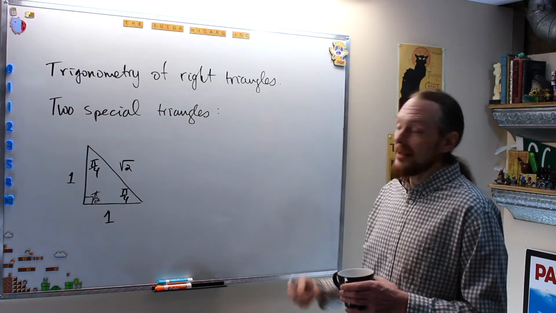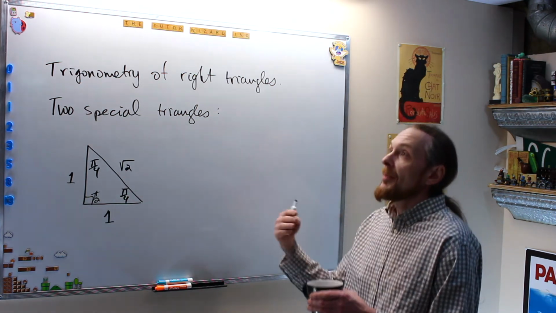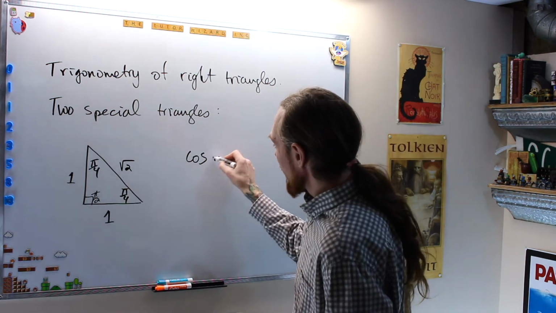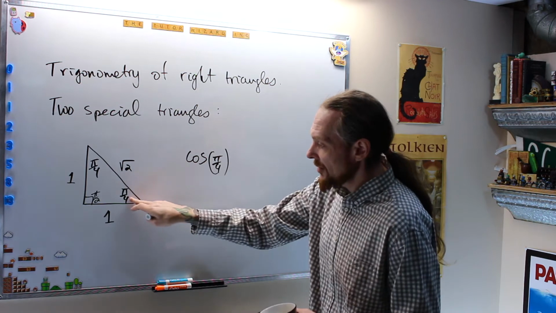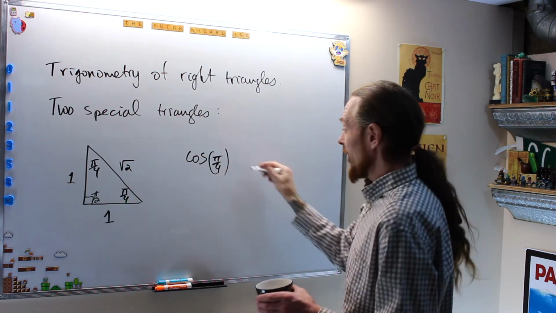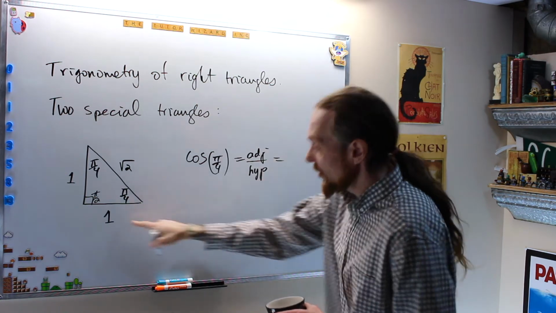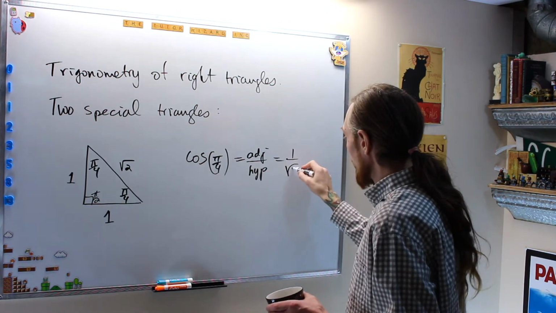Now what does that give me in trigonometry? The trigonometric ratios now are cos of pi over 4, say, is equal to adjacent over hypotenuse, which is equal to 1 over root 2.